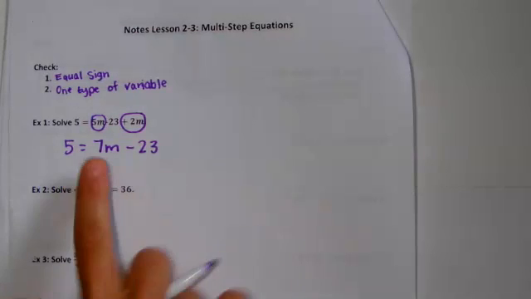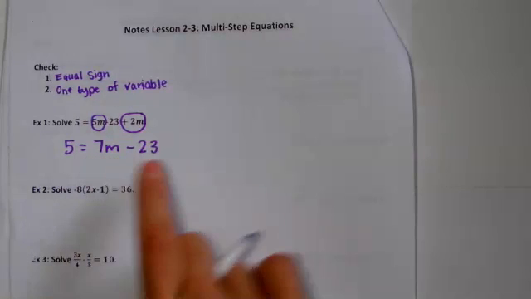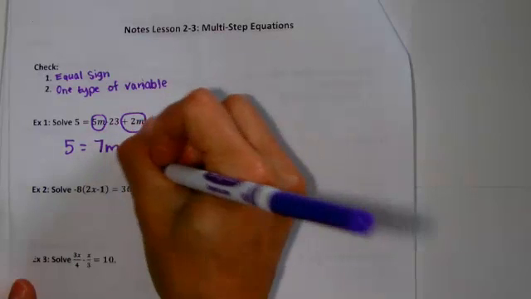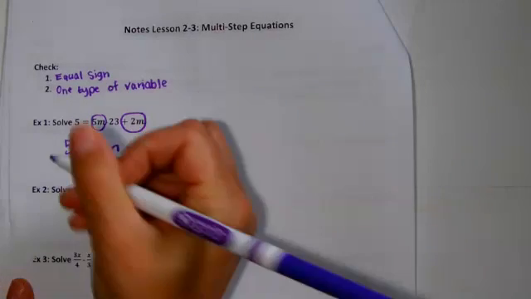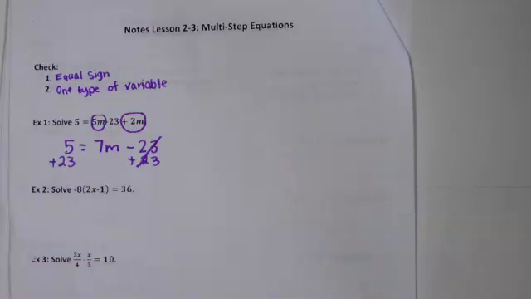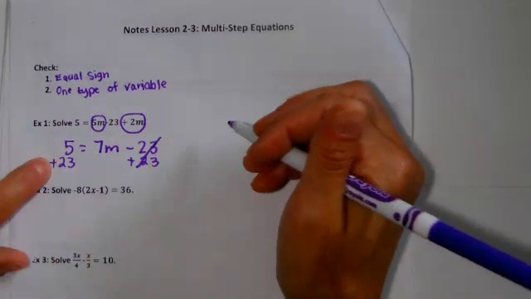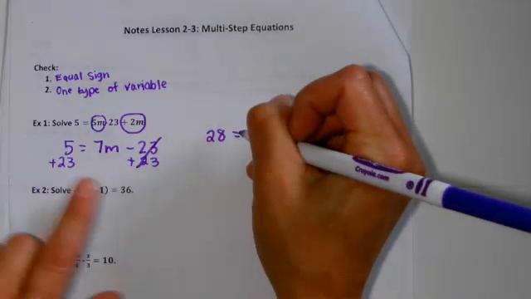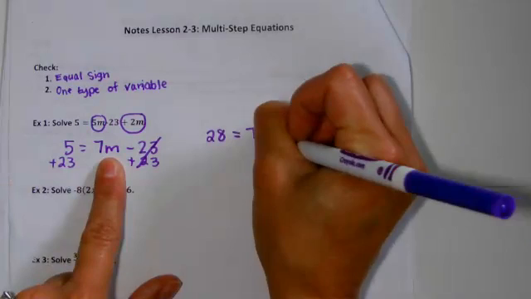So what am I going to undo next? Am I going to undo 7 times, or am I going to undo minus 23 this time? Angel, go. How do I do it? That's right. I'm going to add 23 here, and I will add it on the other side to maintain balance. And of course, I ran out of space, so I'm sorry about that. I'm going to write mine over here. So 5 plus 23 is 28. And then what's left over here is 7m.